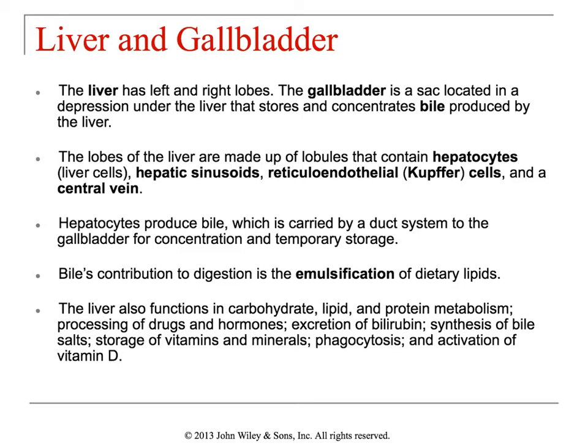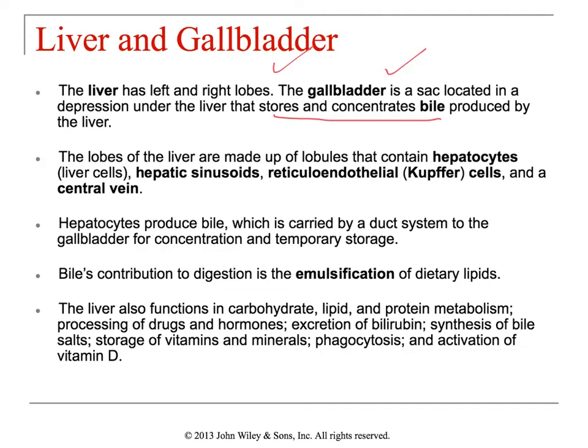Okay, so the liver has 2 lobes. Okay, right and left. The big one is actually subdivided, but we're not going to go into that much detail. Okay, the gallbladder, it's just a sac, and that's what cyst means, so it's a sac. Okay, it's under the liver, and its function is it stores and concentrates the bile.